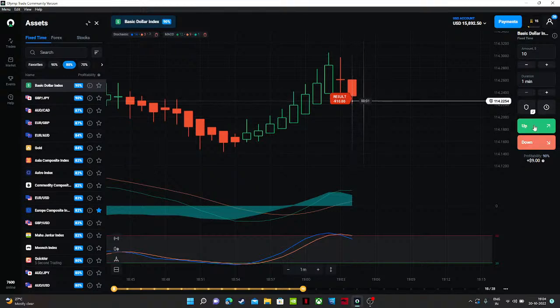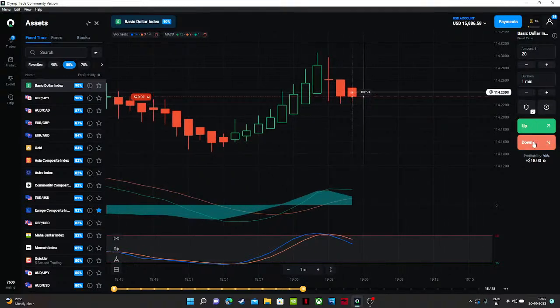Okay, we lost this trade. Again, I'm trying for a downside trade using the Martingale principle.